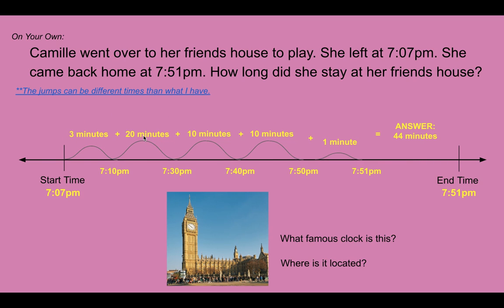So I'm going to add my 20 plus 10 is 30, plus 10 is 40, plus 1 is 41, and then I come back here to add this 3 to get me 44 minutes. 44 minutes Camille spent at her friend's house.